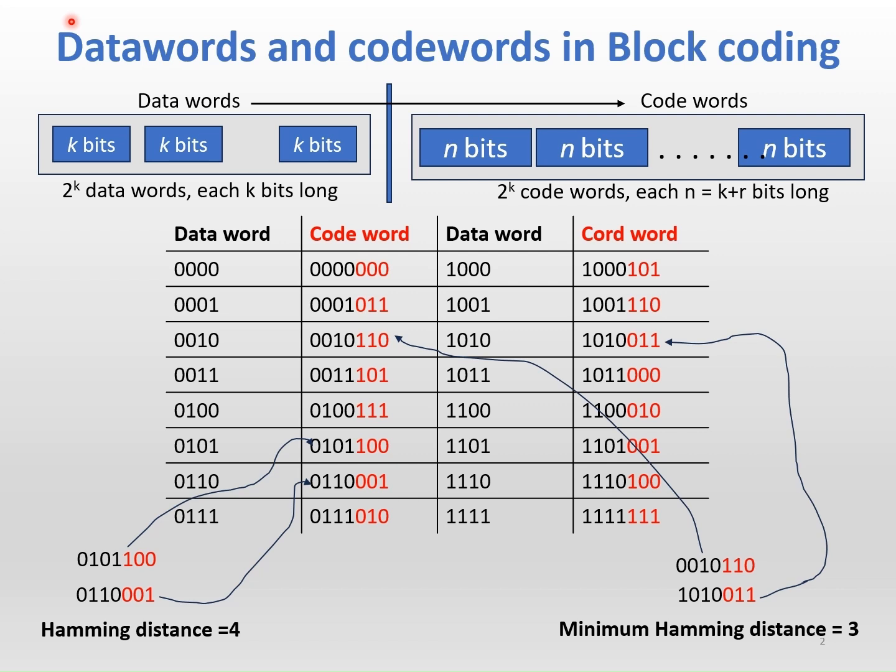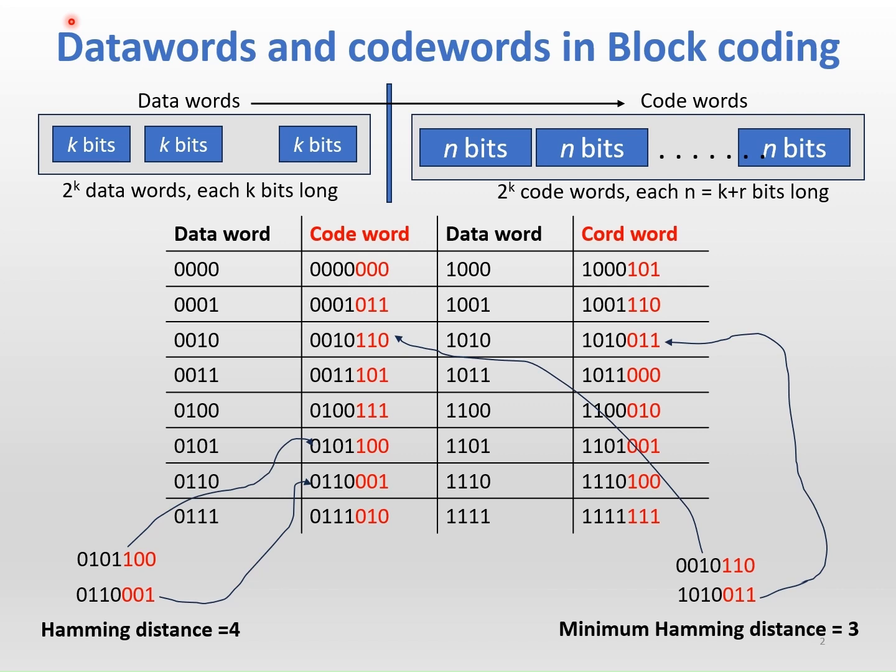A block of data is divided into data words, each k bits long. So with k bits, there can be 2 to the power k data words, and r extra bits are added to the k bits. So the length of the code word will be k plus r, which we can call n bits. So with n bits, there can be 2 to the power n code words, but not all code words are used. Only 2 to the power k code words are valid and others are not used.